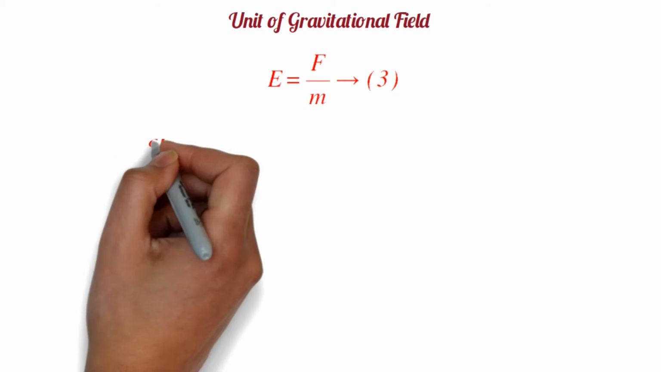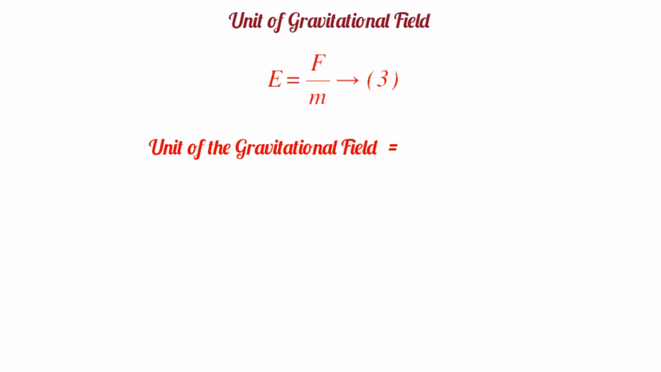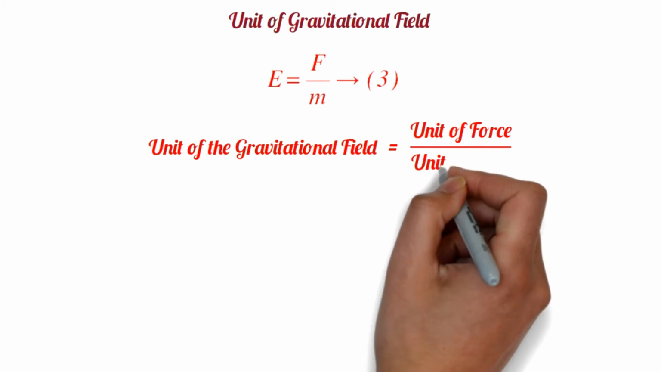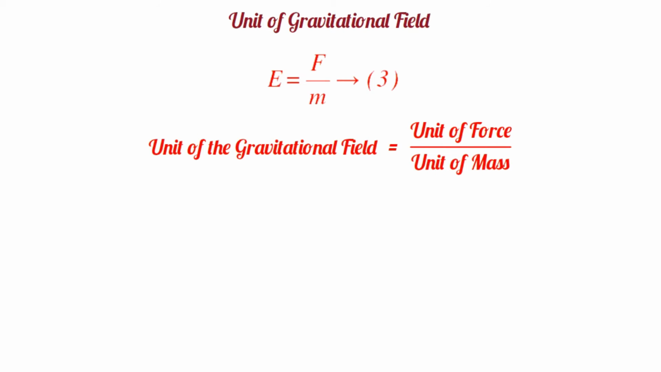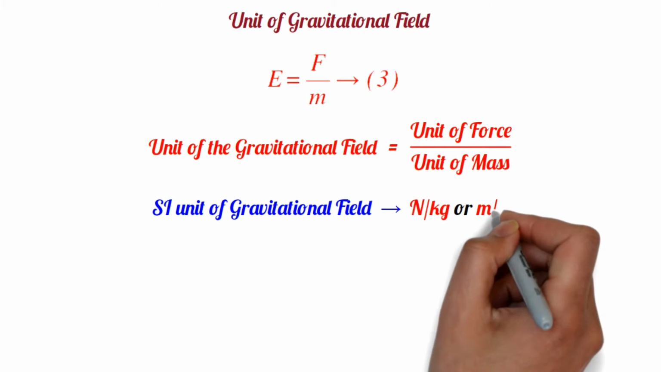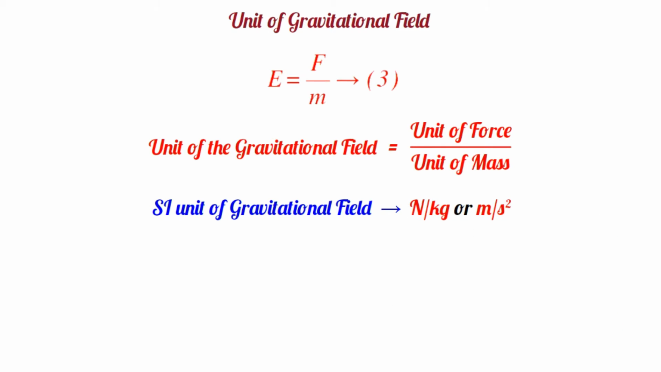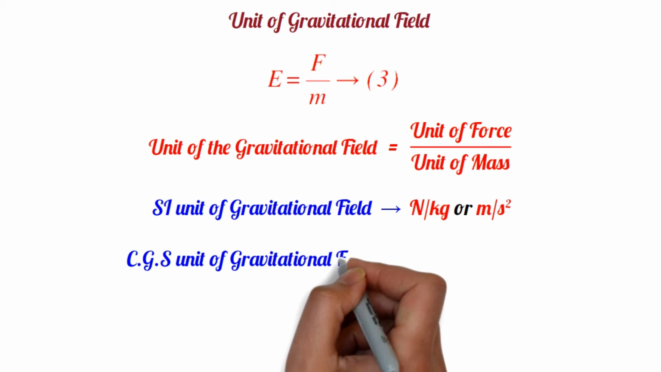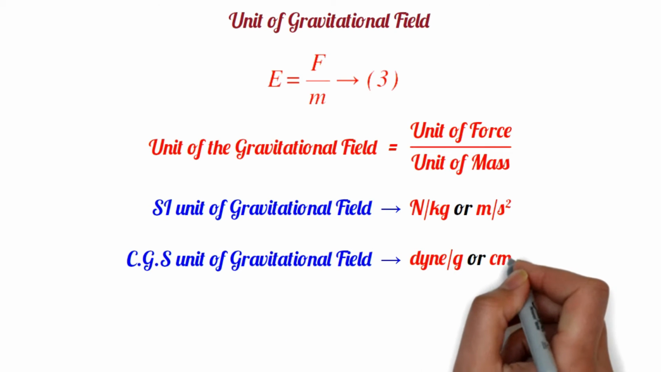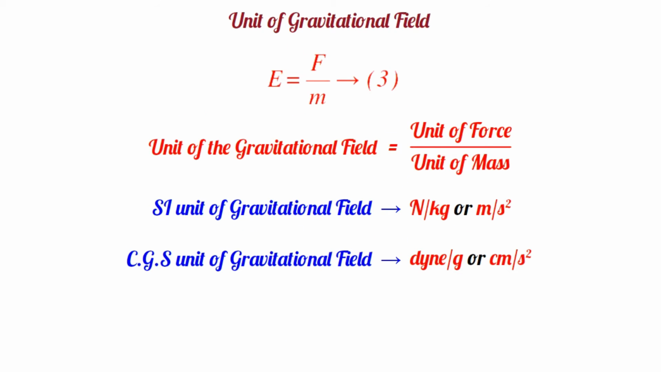Unit of gravitational field. From equation number 3, we can write, the unit of the gravitational field is equal to the unit of force divided by the unit of mass. So the SI unit of gravitational field is Newton per kilogram, or meters per second squared. And the CGS unit of gravitational field is dyne per gram, or centimeter per second squared.